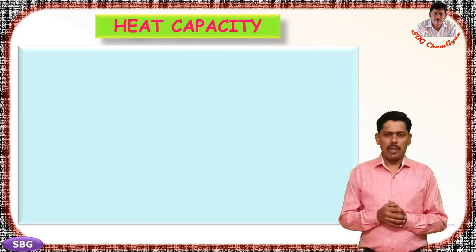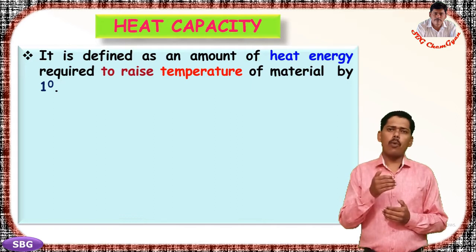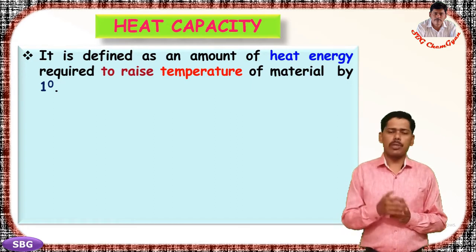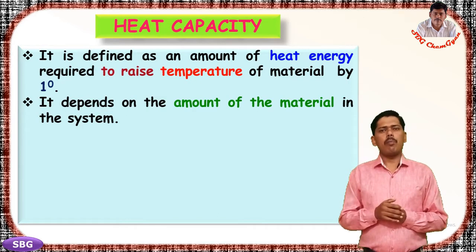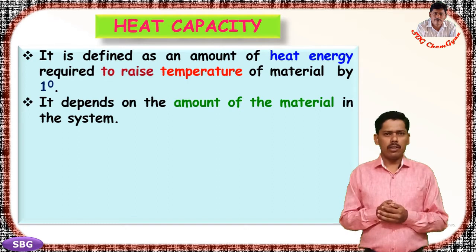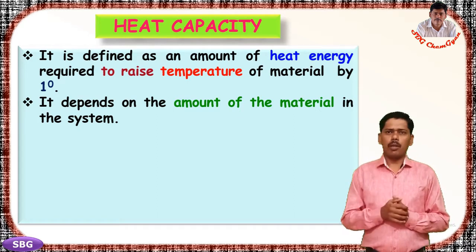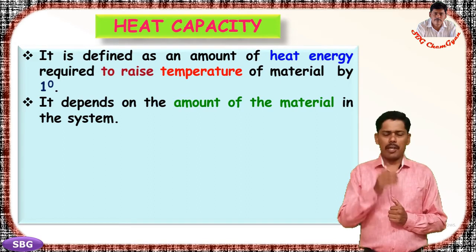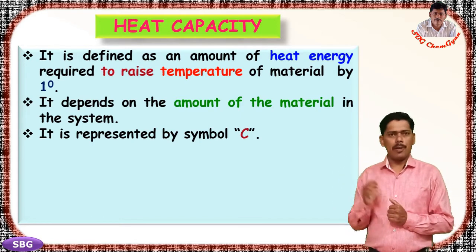But what is the heat capacity? It is defined as the amount of heat energy required to raise the temperature of a material or body or substance by 1 degree. Heat capacity depends upon the amount of material in the system. If the amount of substance is 1 gram, the heat capacity is the same as the specific heat. It is represented by the symbol C.